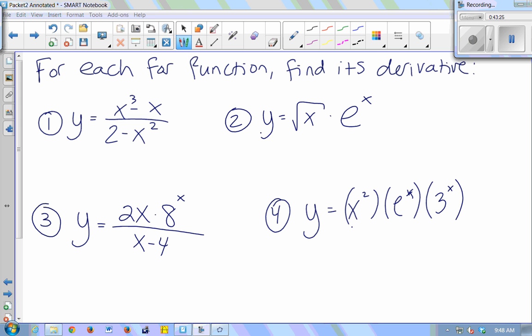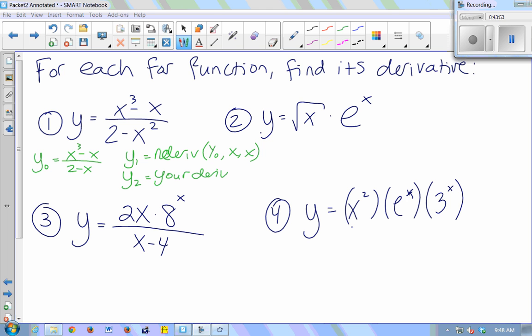So to check, you can take your function in y0, put your original function, x cubed minus x over 2 minus x. And then in y1, have it graph the derivative, nDeriv, y0 comma x, right? Graph the derivative point by point. And then in y2, put your derivative that you took algebraically. See if the two graphs match. Then you'll know you did it right.